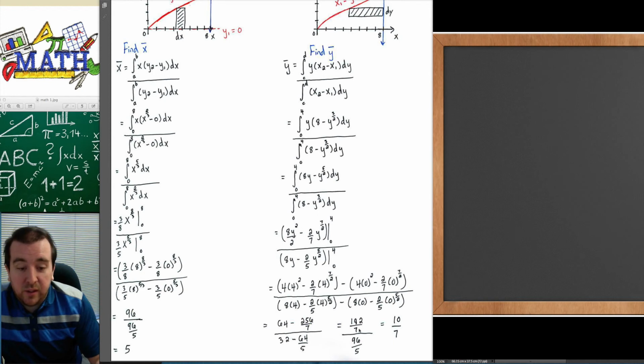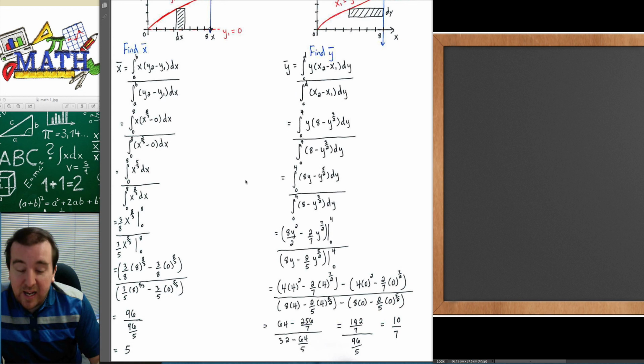Then when you divide these two, we're doing division of fractions here, so we multiply by the reciprocal of the 96 over 5, and I'll let you do that math, and you should come out to 10 over 7 when you do that. So the coordinates then for the centroid of this thing is actually at x coordinate of 5 and a y coordinate of 10 over 7.